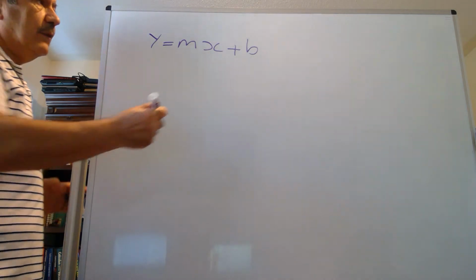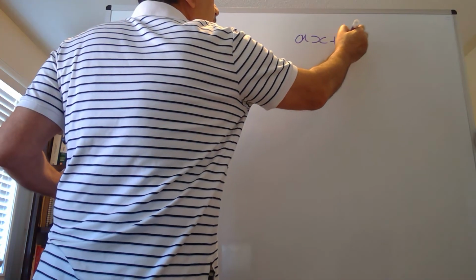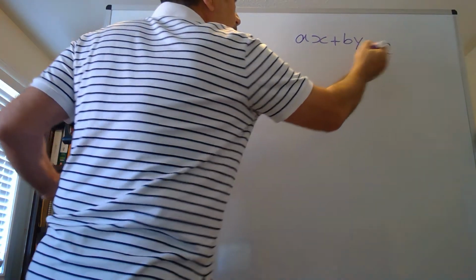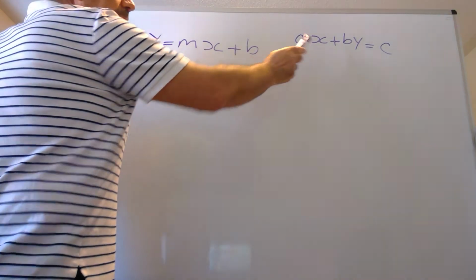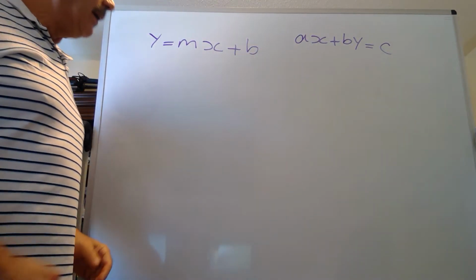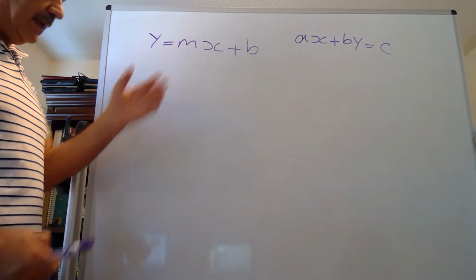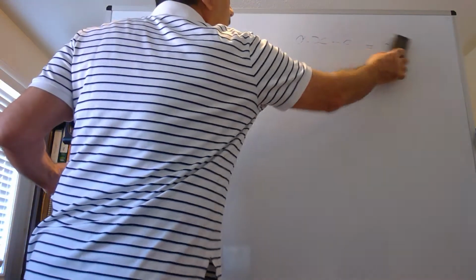The other format is ax plus by is equal to c, which we call the standard format, and I will explain it completely in another video. In today's video I'm going to explain the slope y-intercept format.